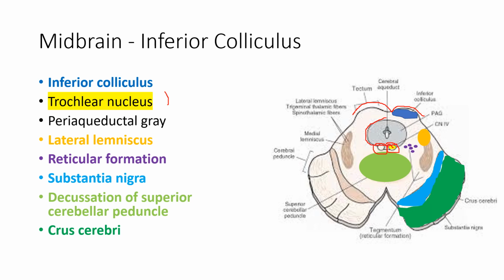Periaqueductal gray around the aqueduct, so the gray matter around the cerebral aqueduct here. Lateral lemniscus, so just this little ribbon here. Reticular formation, you can see the purple dots. Substantia nigra is this blue area here you could see, which really means black substance. So dopamine production here. It's pale in Parkinson's disease, remember?